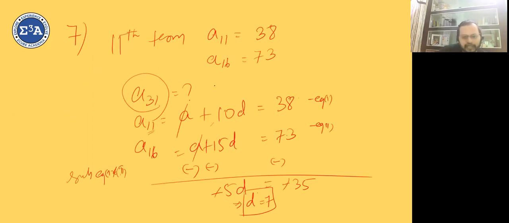So you have a, you have d, find out a plus 30d. a is there, d is there, find out a plus 30d. Hopefully this is done. We'll move to question number 8.